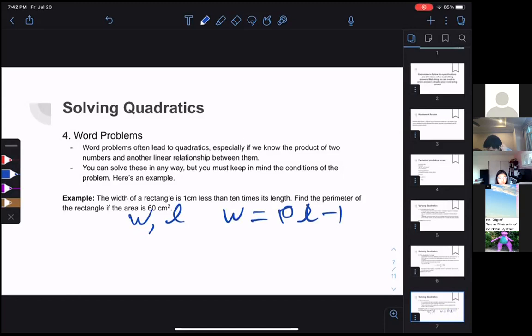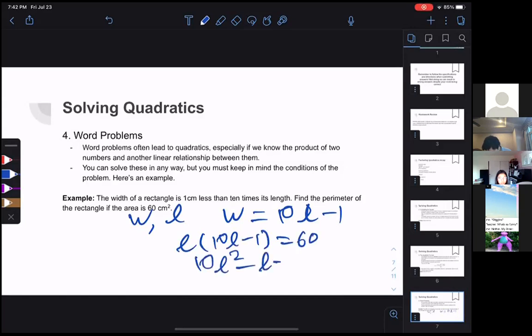The area is 60 square centimeters. So L times W, which is 10L minus 1, equals 60. So 10L squared minus L minus 60 equals 0. This actually is factorable if you try doing it. If you plug it into the quadratic formula, the discriminant is 2401. This is something I forgot to touch upon earlier. If the discriminant turns out to be a perfect square, then you know that the quadratic was factorable, assuming that everything has integer coefficients, of course, or rational.